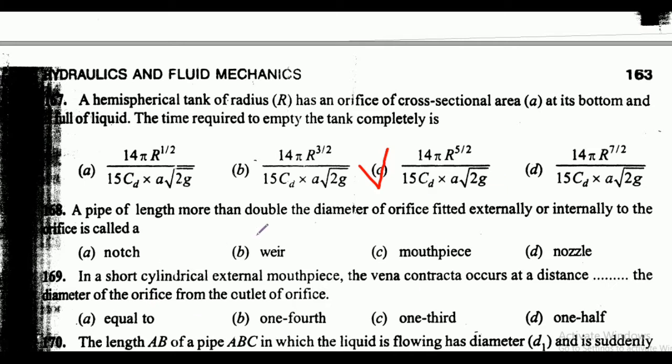Next is, a pipe of length more than double the diameter of orifice fitted externally or internally to the orifice is called a. Here friends, options are notch, weir, mouthpiece. Option D is nozzle. So here friends, correct answer is option C, that is mouthpiece. Okay, next is, in a short cylindrical external mouthpiece, the vena contracta occurs at a distance dash the diameter of the orifice from the outlet of orifice. Options are equal to 1/4, 1/3, 1/2. So here friends, correct answer is option B, that is 1/4.